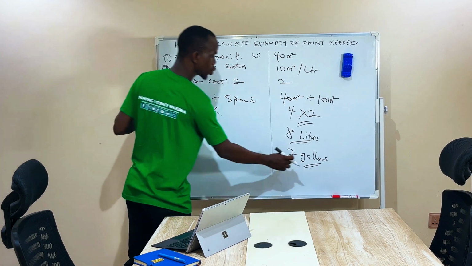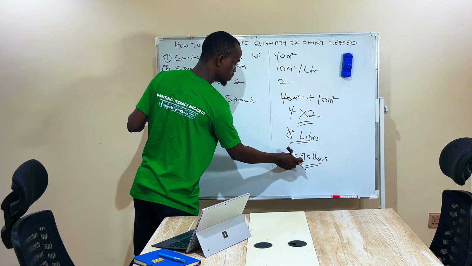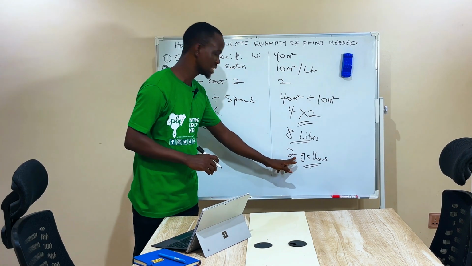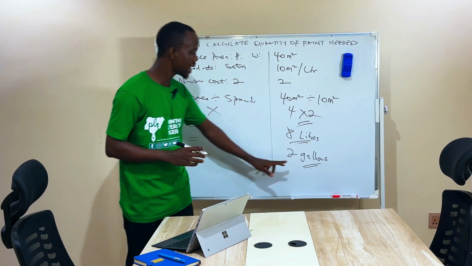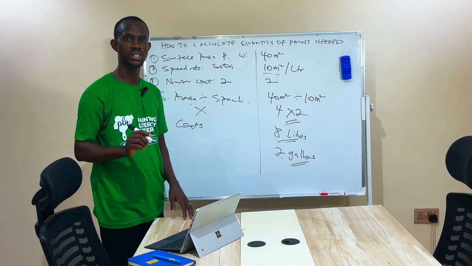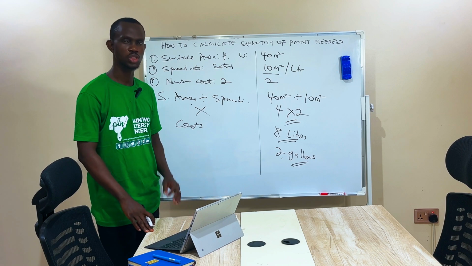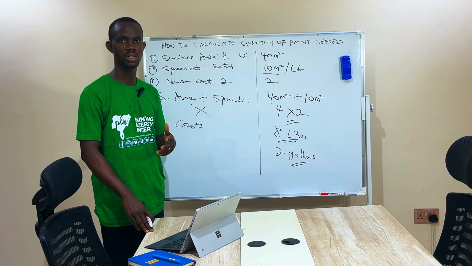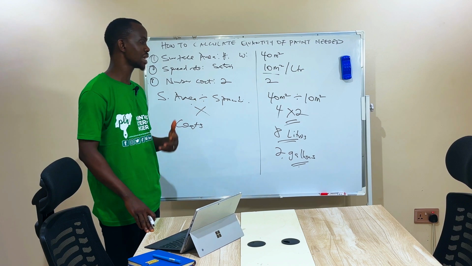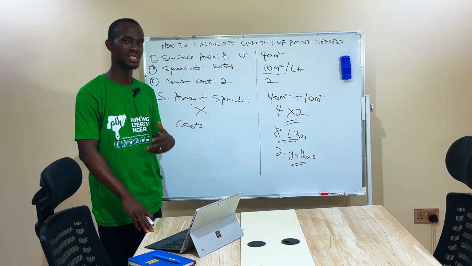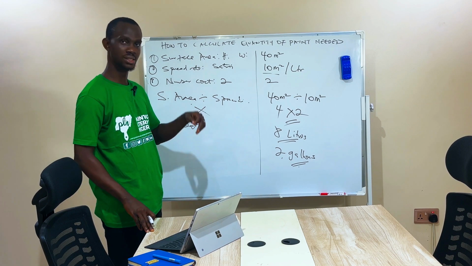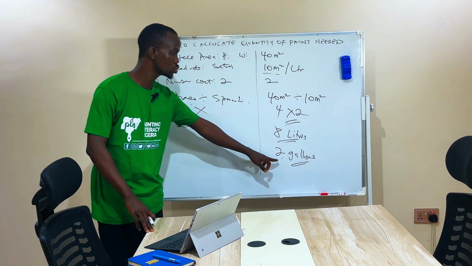Now this quantity of paint that you have here, there are factors that can affect it that might require you to buy extra or more than this. One of the factors is the surface condition. Is it a smooth surface or a textured surface? If it's a textured surface, for instance, like a tile surface, tile is going to absorb more paint than a smooth surface. Therefore, you must factor that into the quantity.